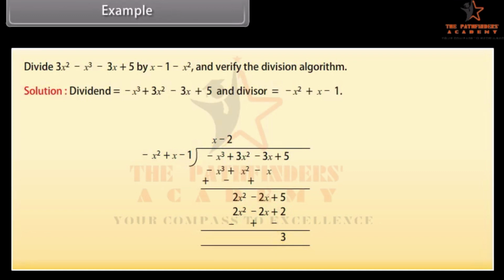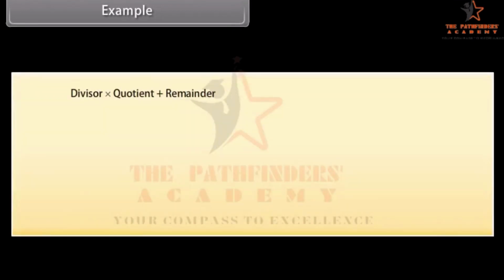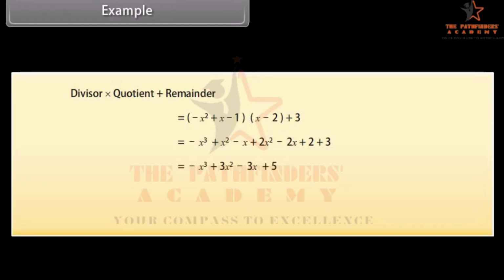Now to verify, let's see whether divisor times quotient plus remainder is equal to dividend or not. So, divisor times quotient plus remainder is equal to (minus x square plus x minus 1) times (x minus 2) plus 3, equals minus x cube plus x square minus x plus 2x square minus 2x plus 2 plus 3, equals minus x cube plus 3x square minus 3x plus 5, which is equal to the dividend. Hence, verified.